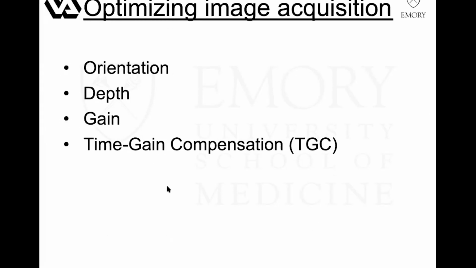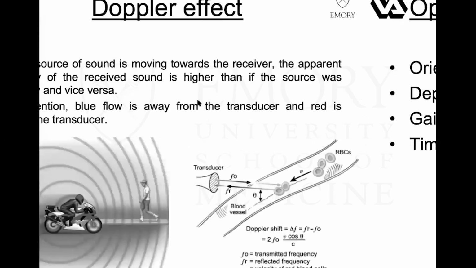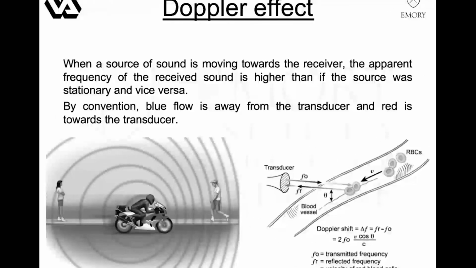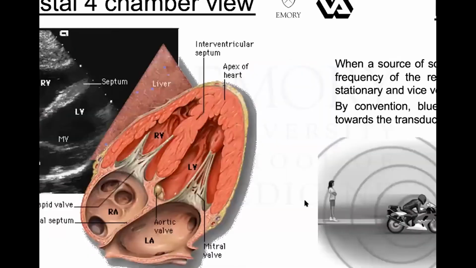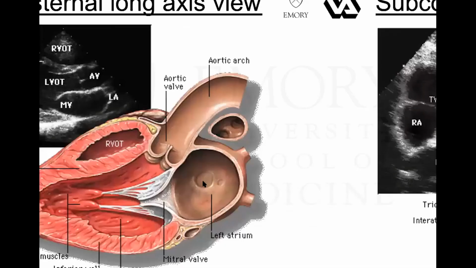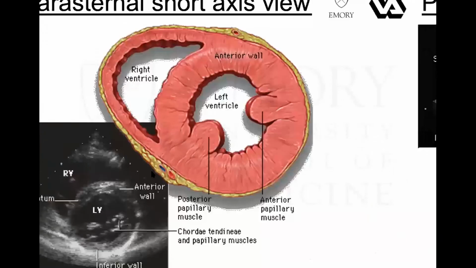So remember, this is how you orient yourself. Doppler effect is when sound is moving towards the receiver, the apparent frequency is higher than if the sound was stationary, and vice versa. So what we do is blue flow, we state it by convention as away from the transducer, and red is towards the transducer. These are all different modes that you can obtain, and I will scroll through them in the interest of time.